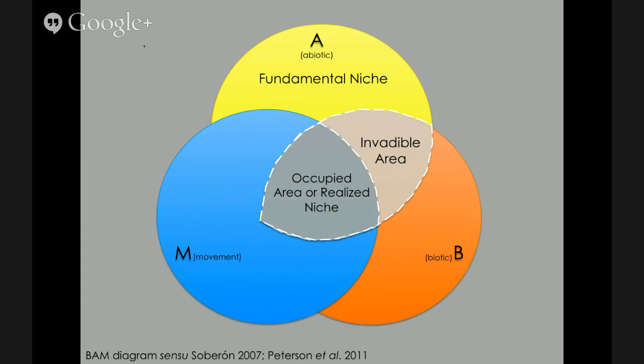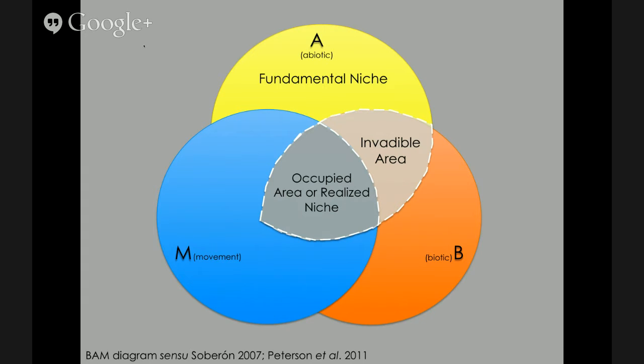So when thinking about how species move across the landscape, though, we need to consider not only suitable environment, we also need to consider two other factors. And these are represented in this BAM diagram that many of you may be familiar with. The first factor is abiotic environmental factors. That's the suitability, represented by the yellow A circle, and it encompasses things like temperature or precipitation.